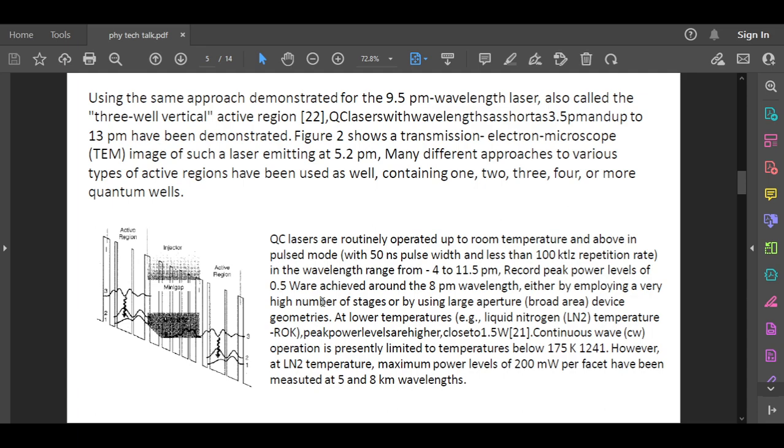Peak power levels are higher, close to 1.5 watts. Continuous wave operation is presently limited to temperatures below 175 Kelvin. However, at LN2 temperature, maximum power levels of 200 milliwatts per facet have been measured at 5 and 8 micrometer wavelengths.